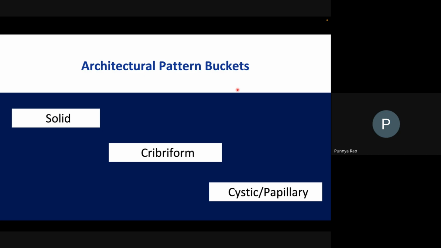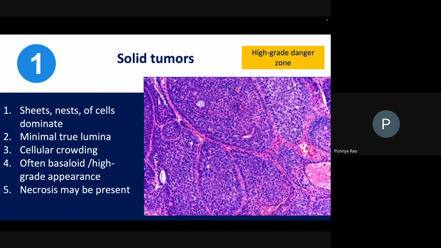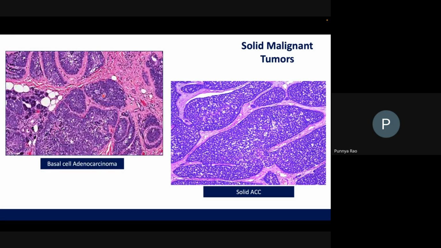Coming to the solid bucket, solid tumors should be considered as high grade. They usually represent a danger zone. What you see here is sheets and nests of cells. There will be minimal true lumina or true duct-like spaces. There's a lot of cellular hyperplasia. They appear basaloid or often high grade because of the hypercellularity. Necrosis may be present.